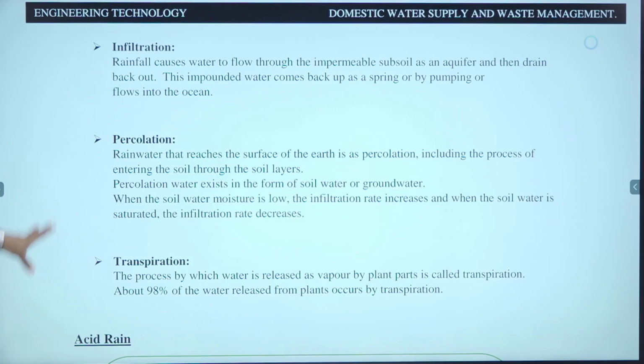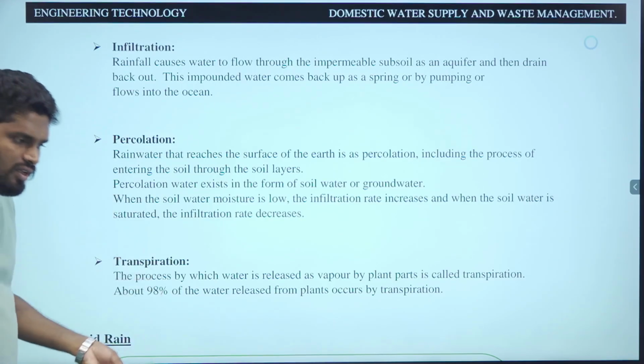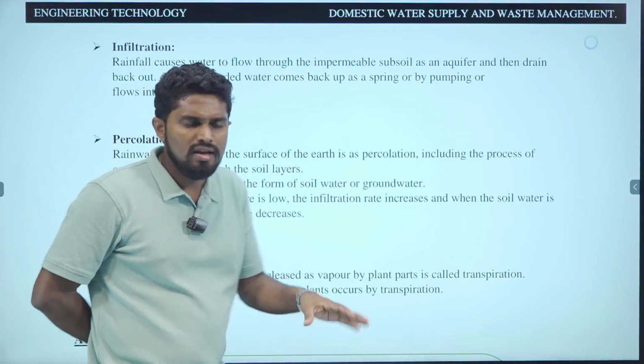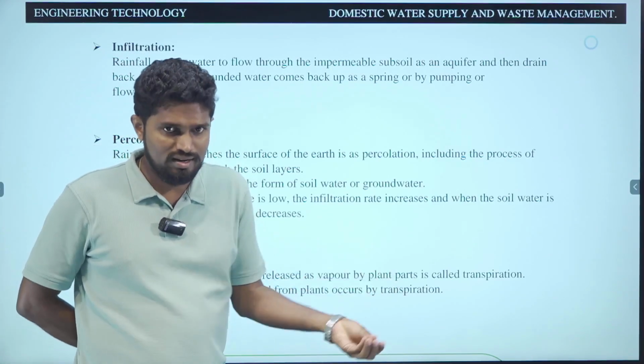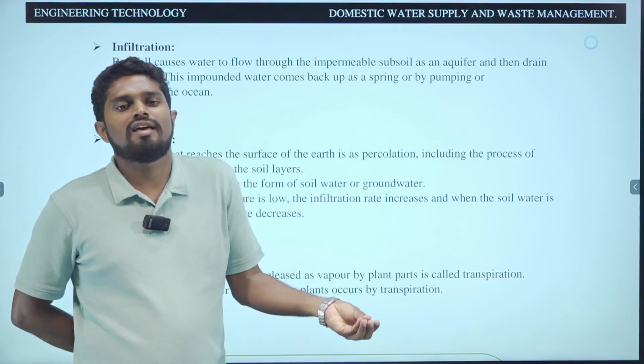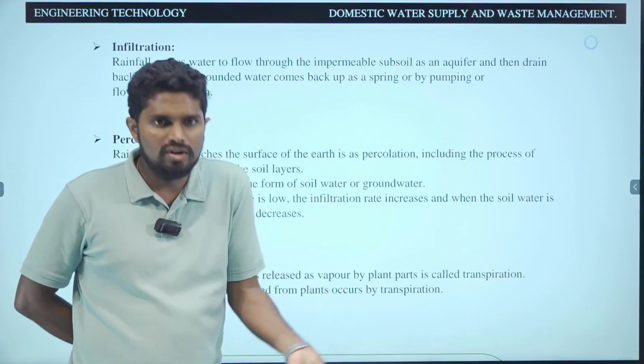Percolation is adding the water into the soil layer. That's the percolation process. After adding the water, if the soil contains more water, the water is there as soil water, no?